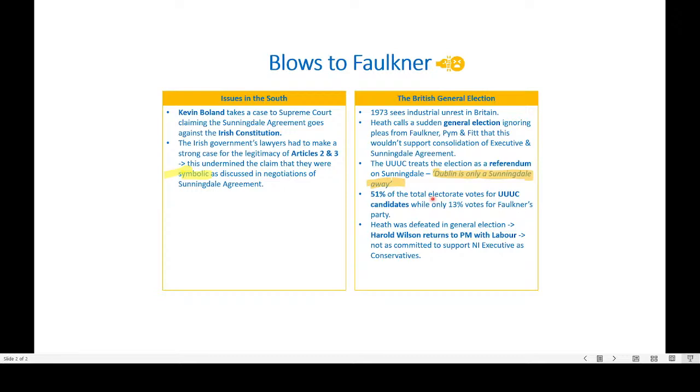So 51% of the total electorate votes for the UUUC candidates, while only 13% voted for Faulkner's party.